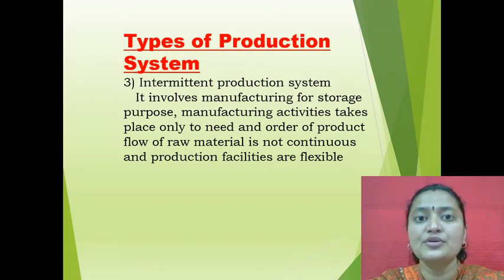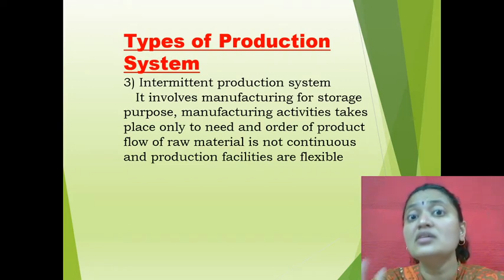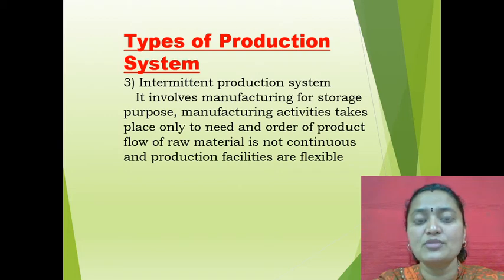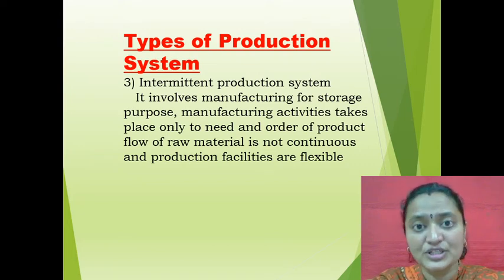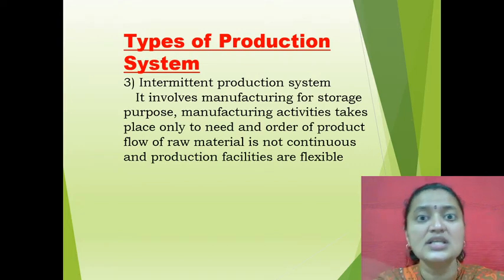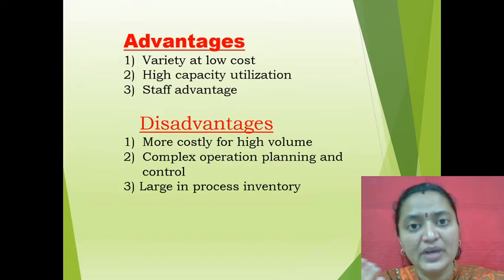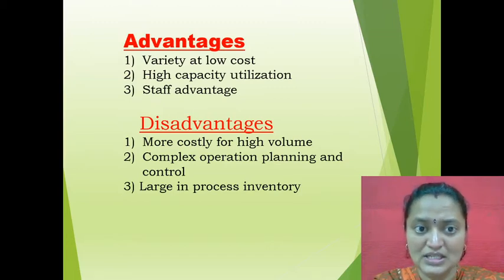In the intermittent production system you need to remember that whatever the facilities which are used for manufacturing, it is used for the storage purpose. And also you need to remember the flow of raw material is not continuous, and the production facilities which are used are flexible, meaning some kind of changes can be made in the production facilities. Now based on this we'll be studying the advantages and disadvantages.